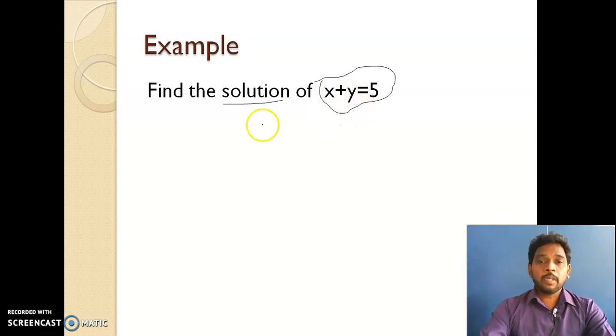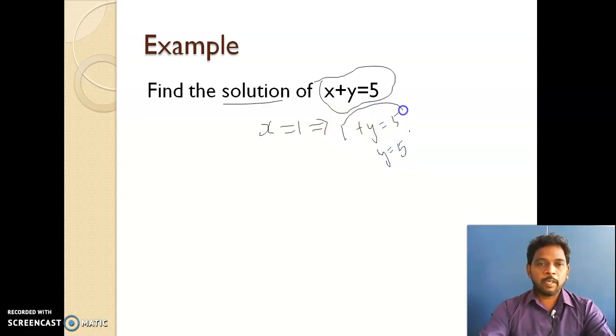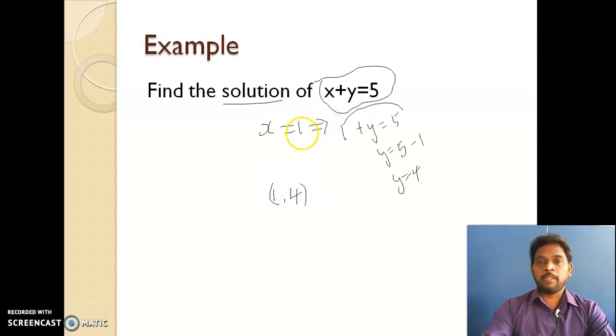Okay. So here, suppose x equal to 1, what will happen? Substitute in the equation. So 1 plus y equal to 5. Therefore, y equal to 5, and when we transpose 1 to the right-hand side, it will become minus 1. Therefore, y equal to 4. So when we substitute x equal to 1, you will get y equal to 4. So 1 comma 4 is one of the solutions of this equation.